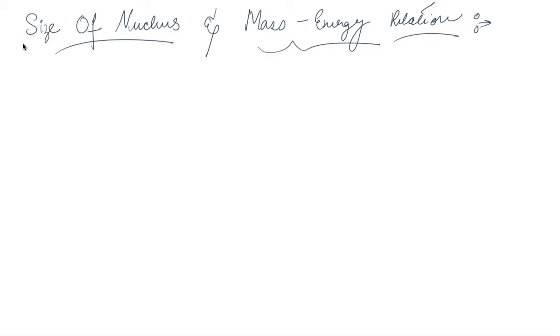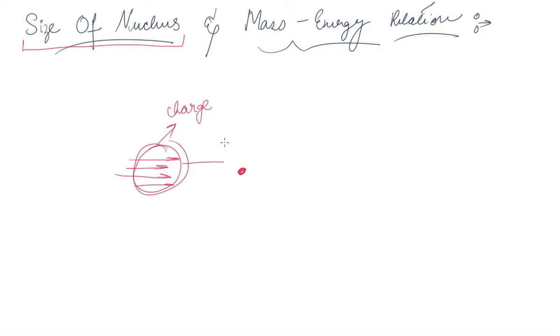So now we will be talking about the size of the nucleus. Suppose this is your nucleus, and if we bombard this with fast moving charges or electrons, then what we can see is that it will have a certain amount of attraction or repulsion, depending upon the charge.